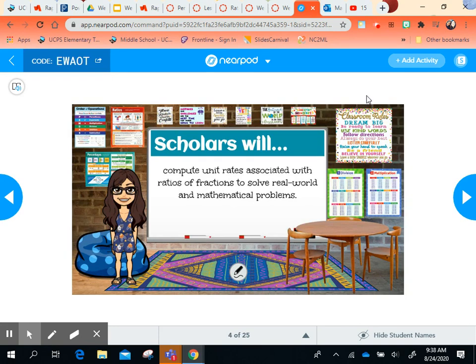Today and this week, scholars will compute unit rates associated with ratios of fractions to solve real-world and mathematical problems. So you should have all seen unit rates and ratios last year, and this was before we went virtual. So you should have some idea of what we're going to talk about.